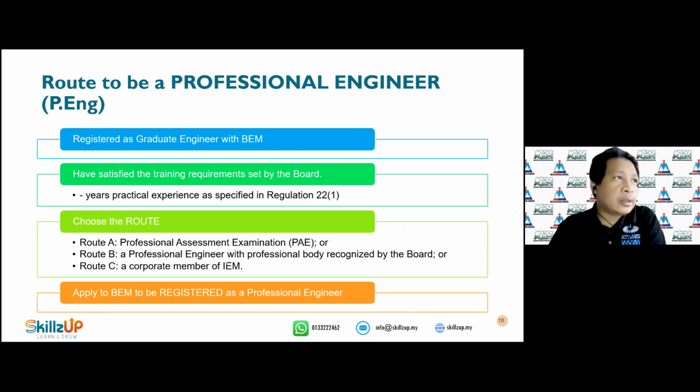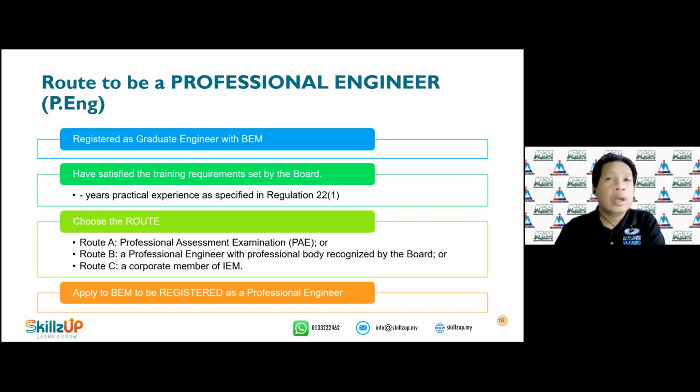All right. So I think we go straight to the route to become a professional engineer. What is more important, the key basically, is you need to be registered as a graduate engineer with the Board of Engineers. Without registering with the Board of Engineers, even though you have a valid degree from a local or international institution, you are actually forbidden from taking any engineering work.